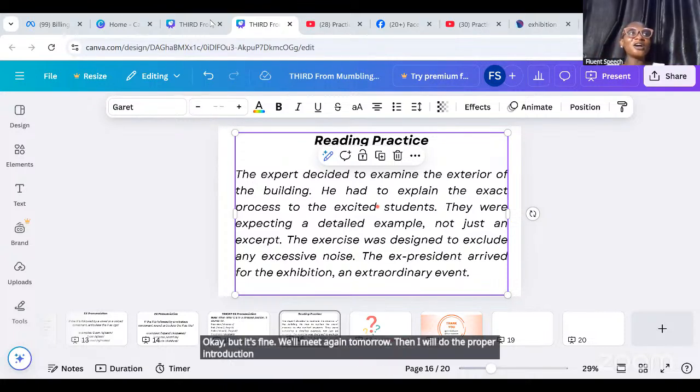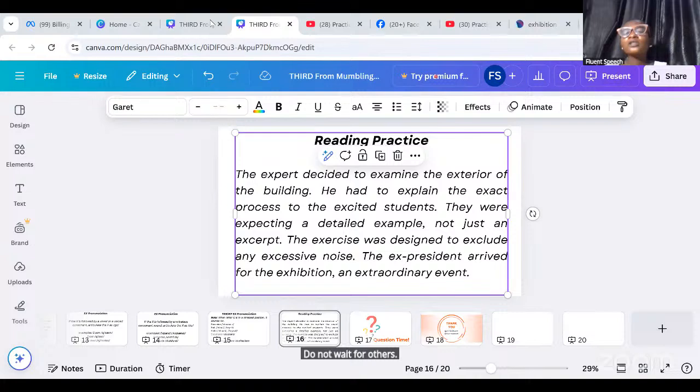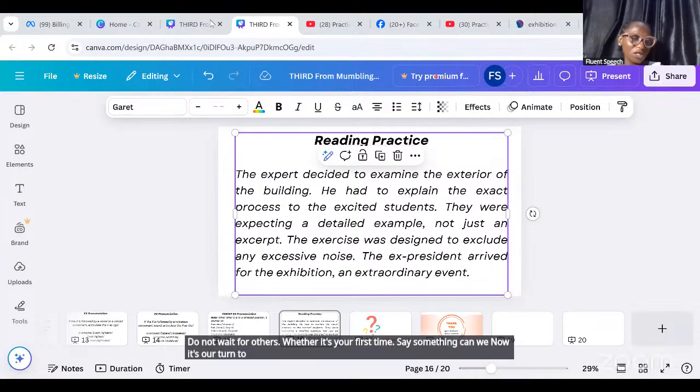Once you get to the breakout room, somebody has to work as the leader that calls others and says, let's practice. If nobody's talking, the place will just be quiet. So somebody needs to talk. Do not wait for others. Whether it's your first time or not, say something. Can we practice now? It's our turn to read. Let me read. When I'm done, someone else can read.